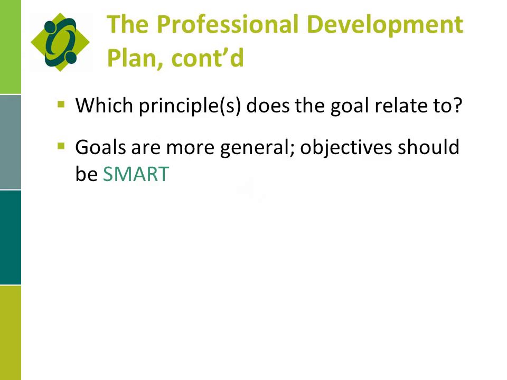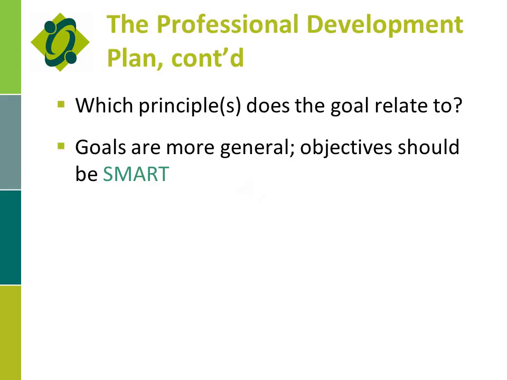Once you've transferred your goals to the first column of the professional development plan, break the goal down into learning objectives. Goals are broad statements, objectives are more specific. In identifying your objectives, you might want to ask yourself, what do I want to know or be able to do? Your objectives should be SMART, specific, measurable, attainable, realistic, and timely.